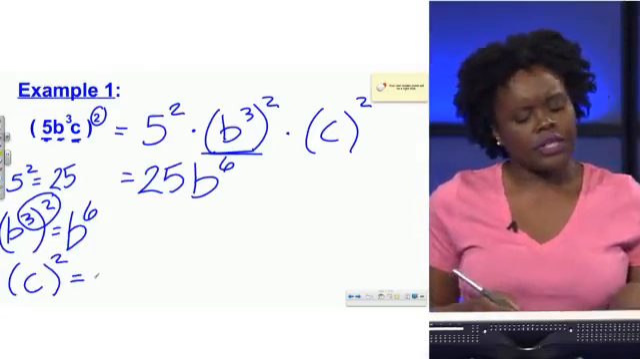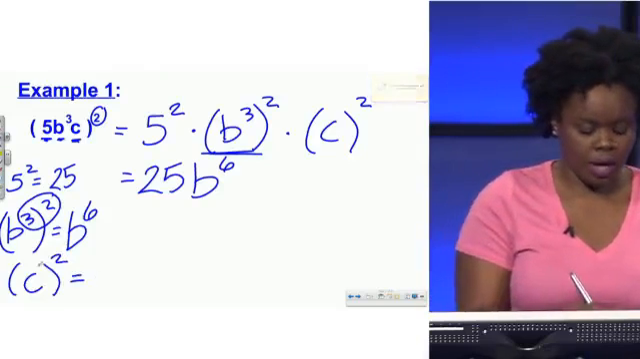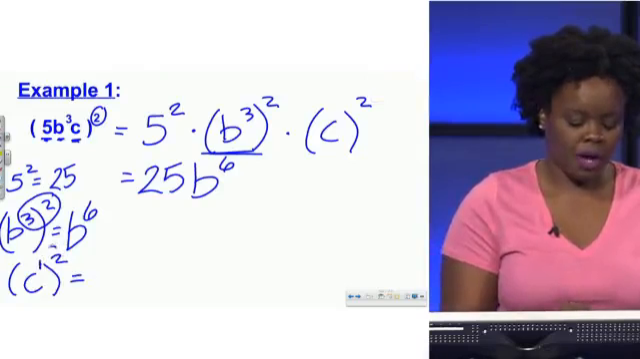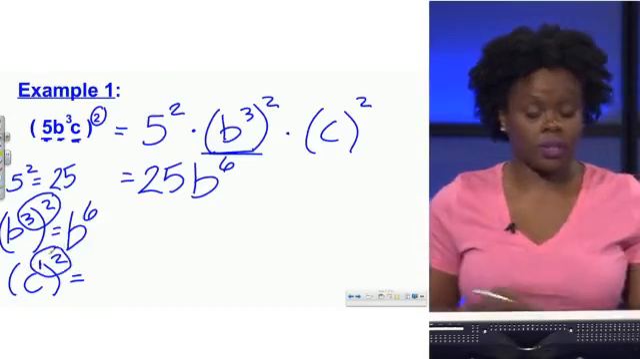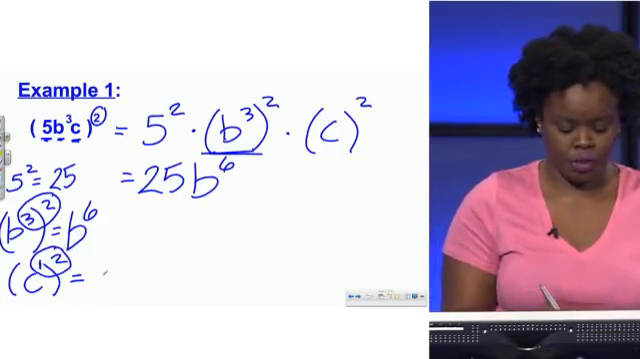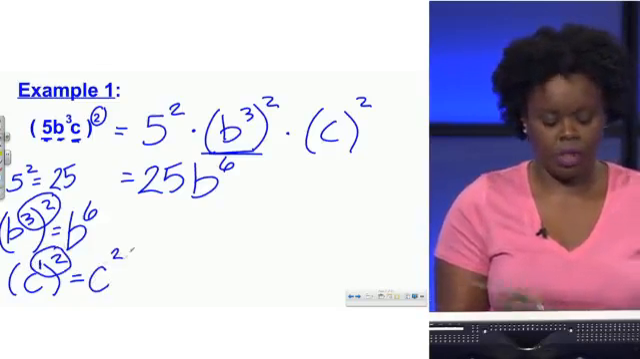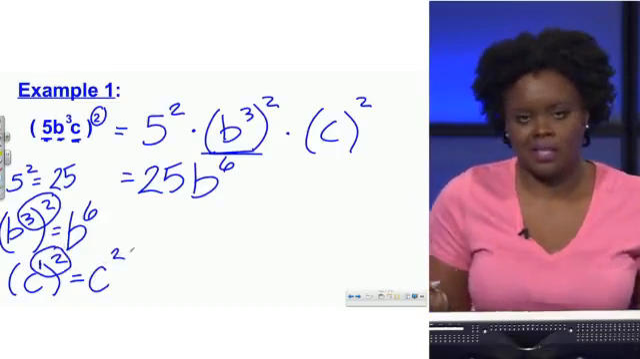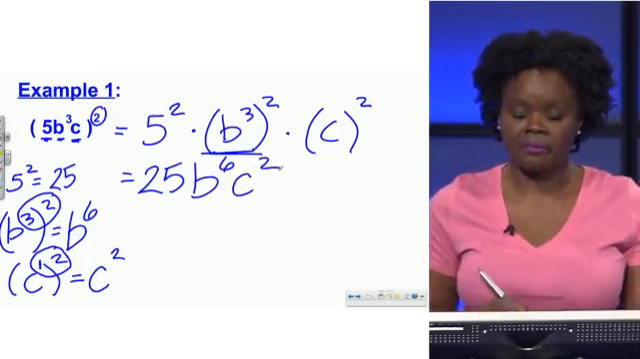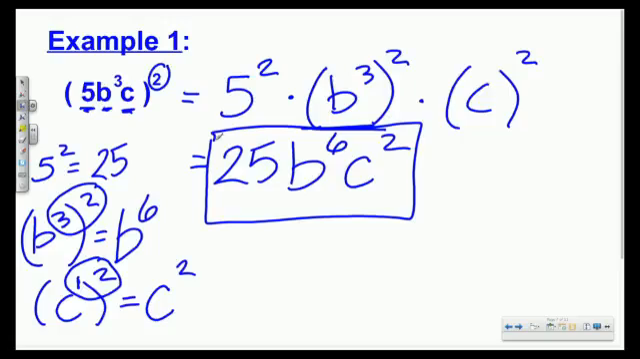Okay, whenever you don't see an exponent, remember there's like a 1 there. It's an invisible 1. So same thing, power to a power. It's like you're multiplying your exponents together. That is what you're doing. So 1 times 2 is 2. So c raised to the second power is c squared. You probably already knew that anyway. Okay? Then you're all done. That would break right on down to 25 b to the 6 c to the second power.